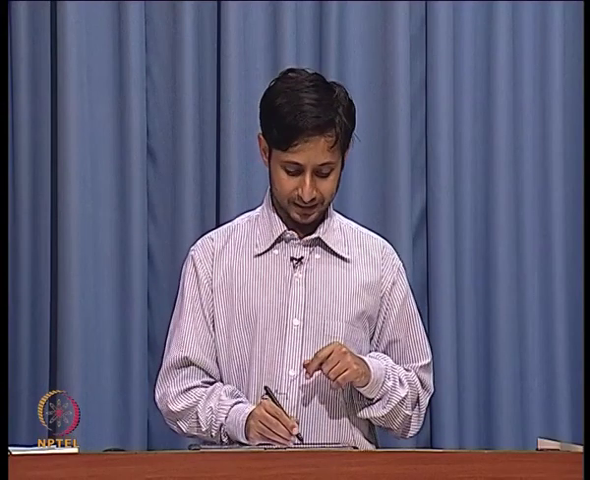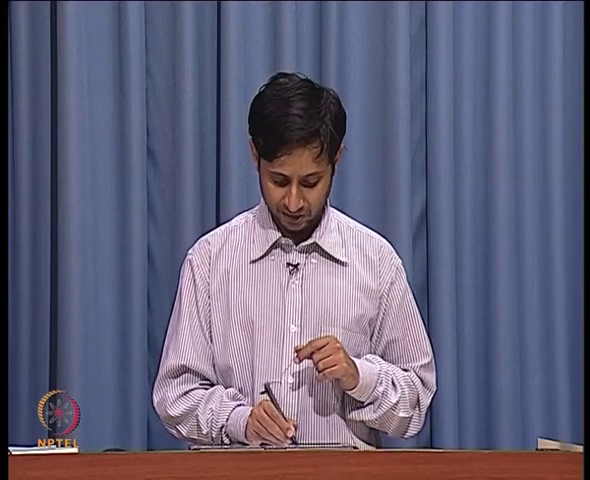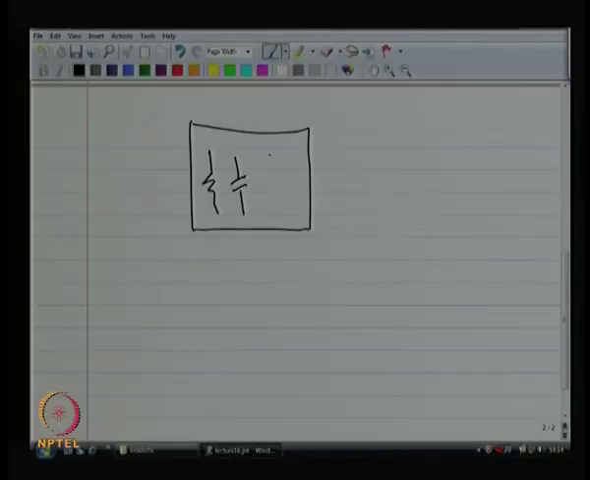So, earlier in the previous lecture, we were discussing the method of open circuit time constants. So, the method was: basically you have a network full of resistors and capacitors. You have got an input and an output. So, step 1, the question is what is the bandwidth of this network? This is what you want to find out.